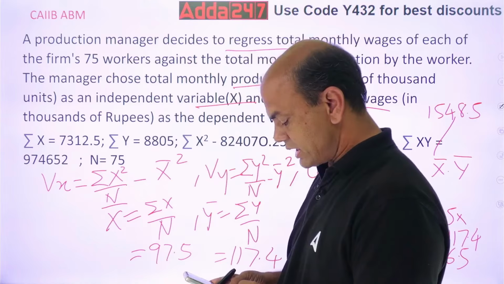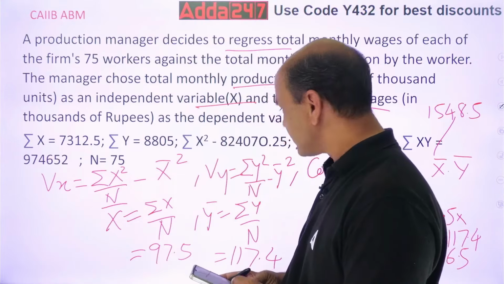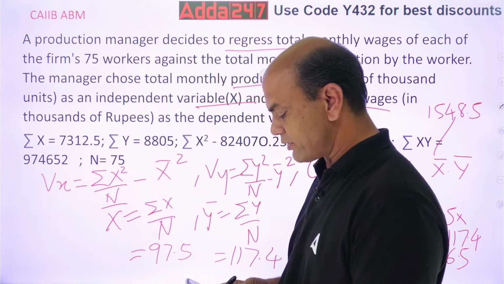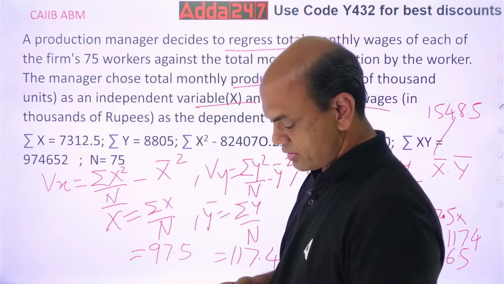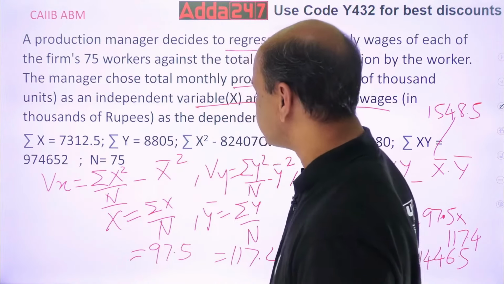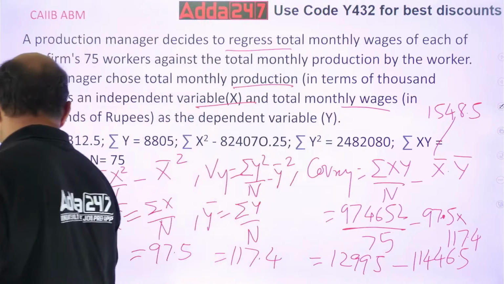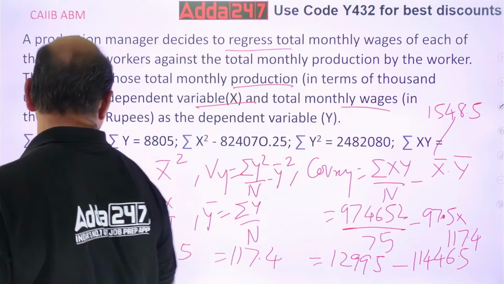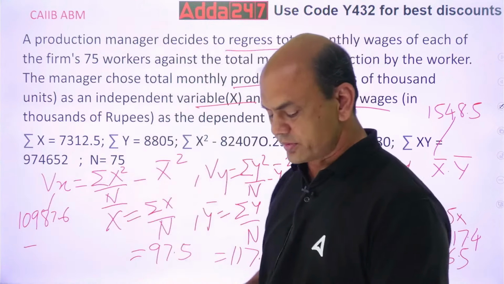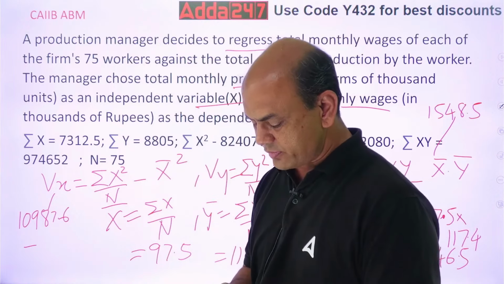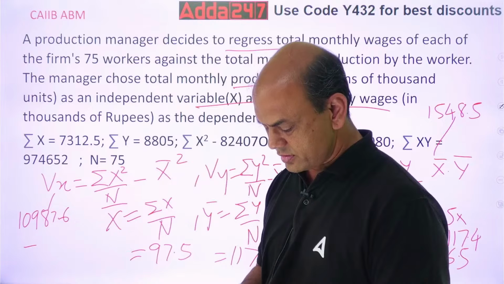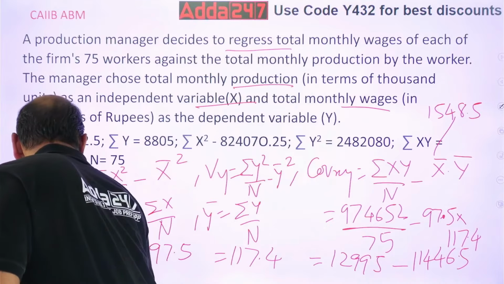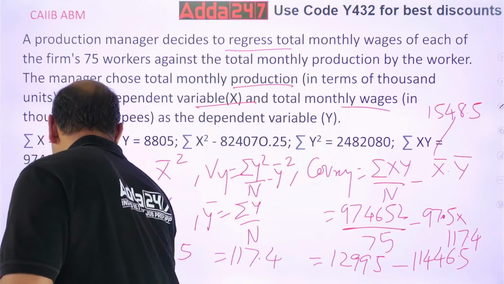824070.25 divided by 75, N. Everyone is getting this? So I'm getting this as 10,987.6. Minus x bar square. What is x bar square? 97.5, do the square. 97.5 square, so 9506.25. Get the answer, everyone.